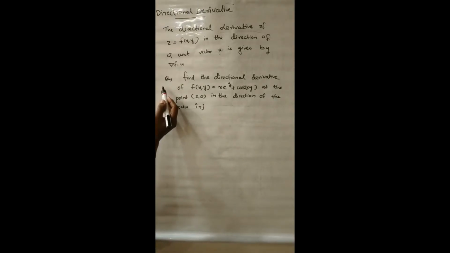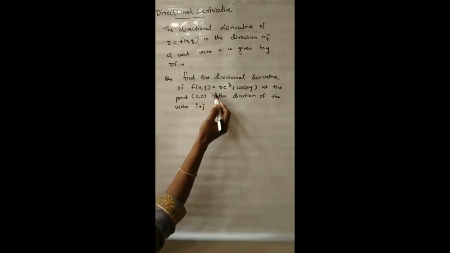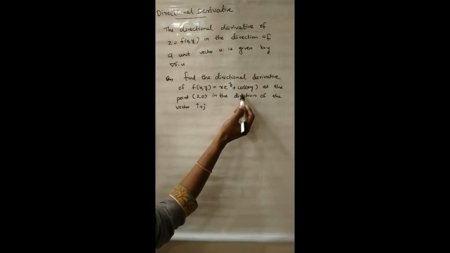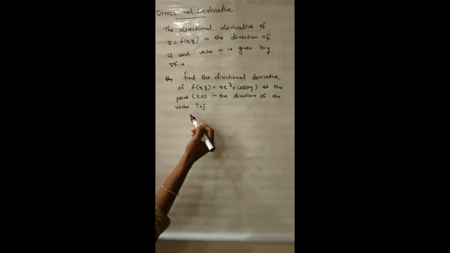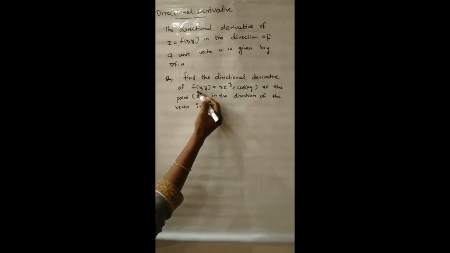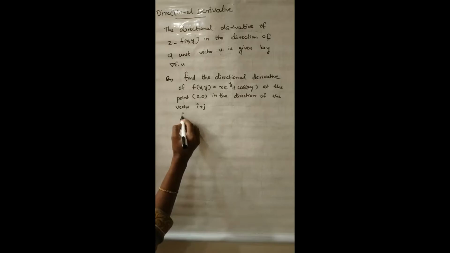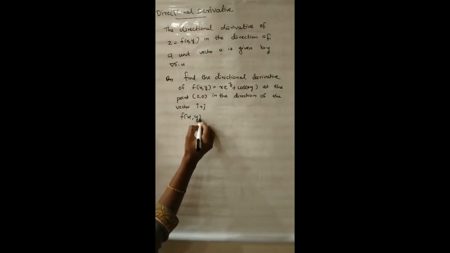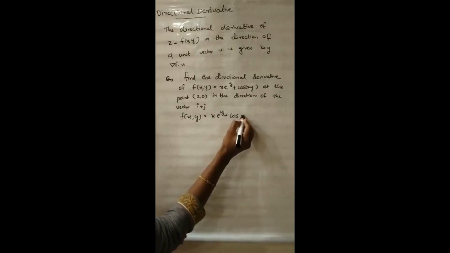So now we are discussing a problem. Find the directional derivative of f of x y equal to x e raised to y plus cos x y at the point (2, 0) in the direction of the vector i plus j. To find the directional derivative, first you are given the function f of x y as x e raised to y plus cos x y. So first you write the function f of x y as x e raised to y plus cos x y.